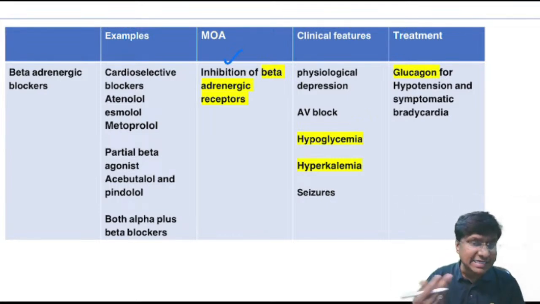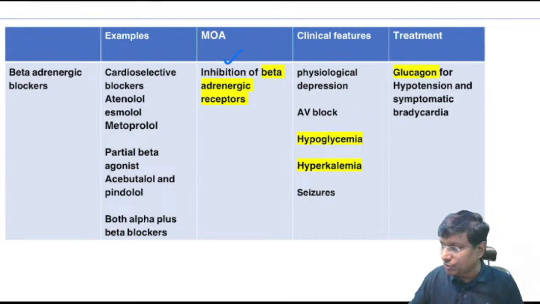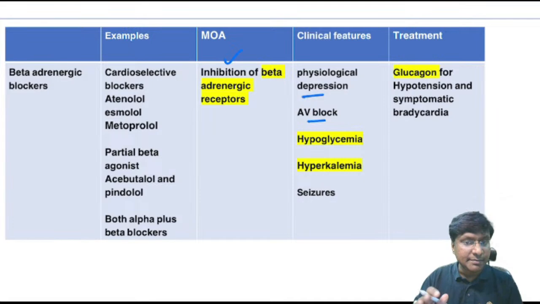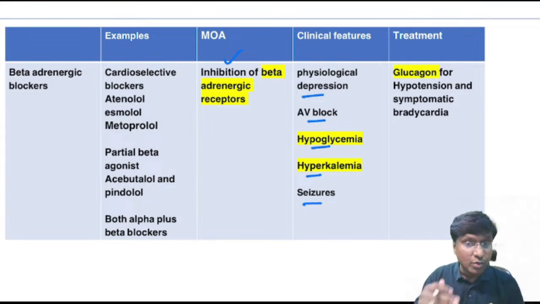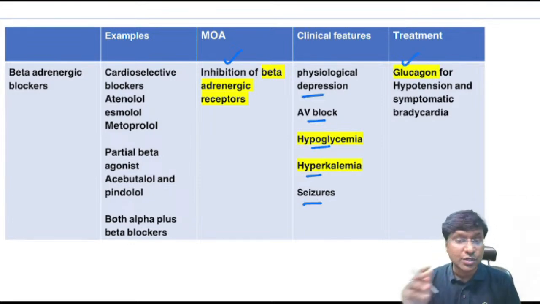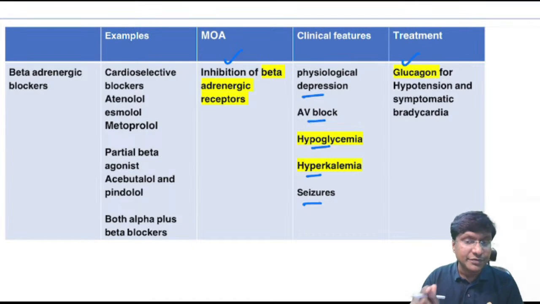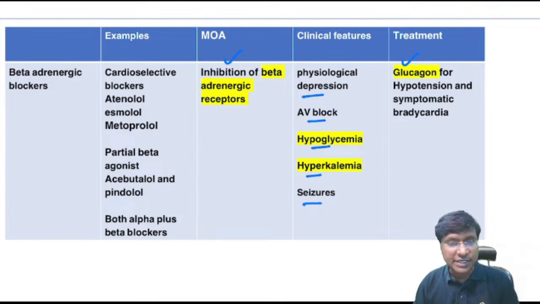What will be the clinical features of beta adrenergic blocker overdose? There will be physiological depression, and AV block causing bradycardia and bradyarrhythmias. There can be hypoglycemia, hyperkalemia, and seizures. The drug of choice is glucagon, given for hypotension and symptomatic bradycardia, because beta blocker overdose can cause bradycardia leading to hypotension.